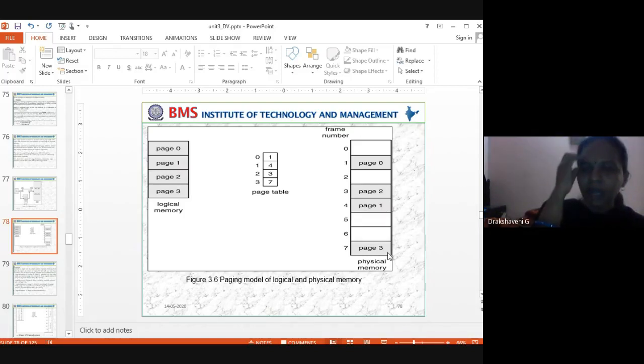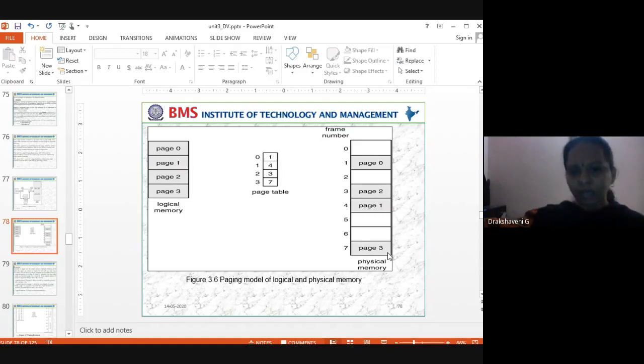You can see on this side of the table, at place 1 is page 0. At place 1 in the page table, you can see 4. 4 stands for page 1. At which place is page 2? 3. At place 3, page 2 is there. At 7, page 3 is there. That's what it says. What is the address of physical memory and what is the address of logical memory? To keep track of both of these, we have one more table called a page table. What is there in the page table? The address of the physical memory and the address of the logical memory.